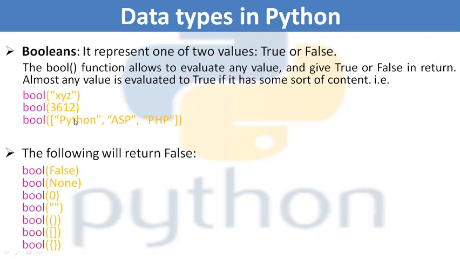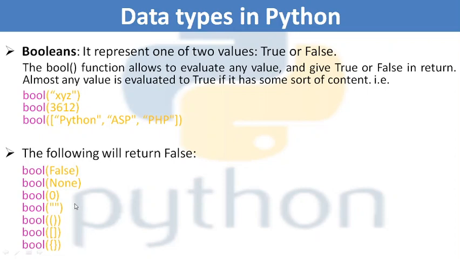So in what cases will this not return true? Following are the cases when the bool function will not return true. Bool false will return false. Bool none will also return false. Bool 0 will return false. Bool of an empty string will return false. Bool of an empty tuple will return false. Bool of an empty list will return false. Bool of an empty set, or an empty dictionary, will return false.